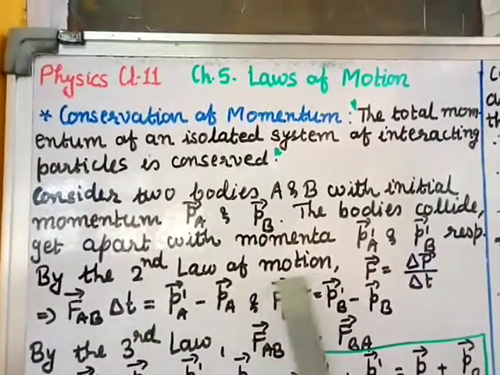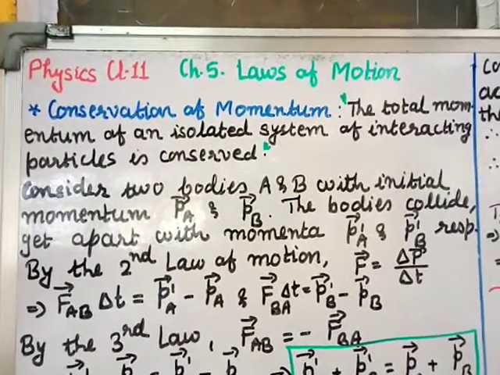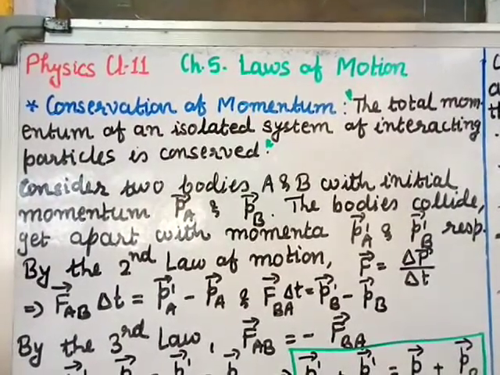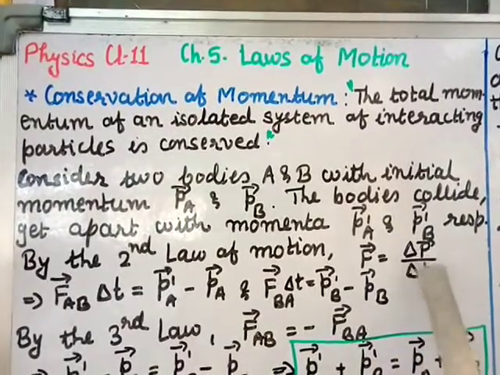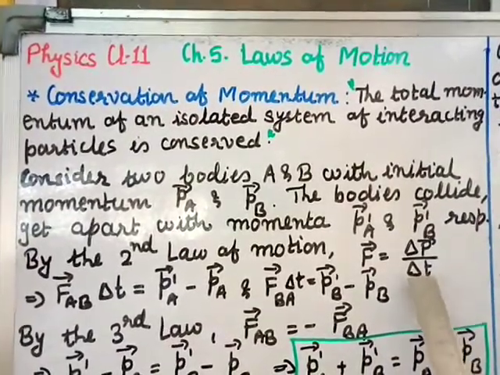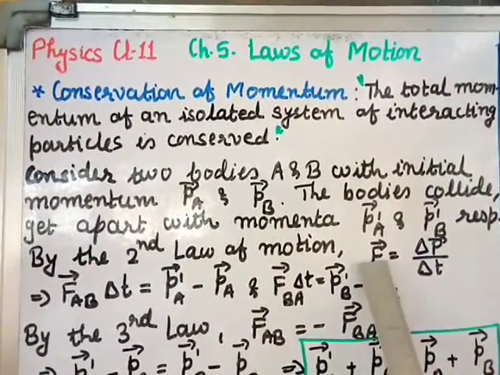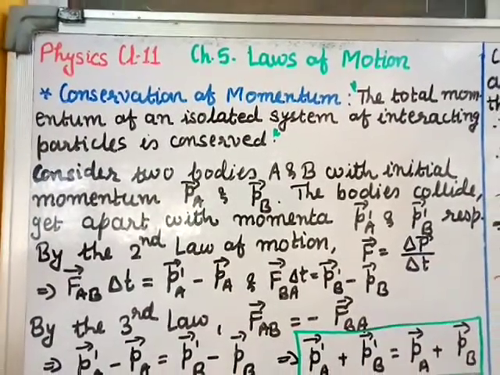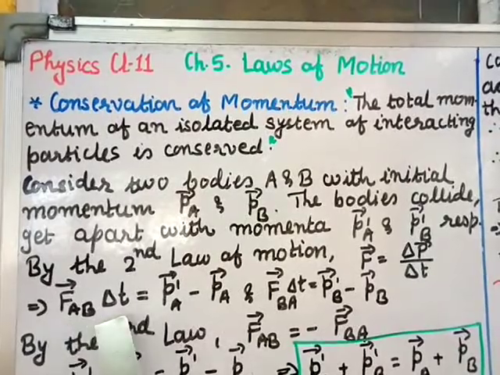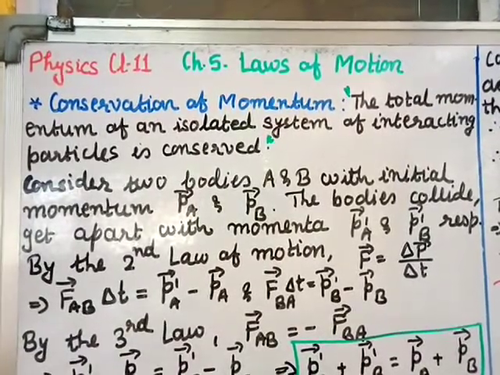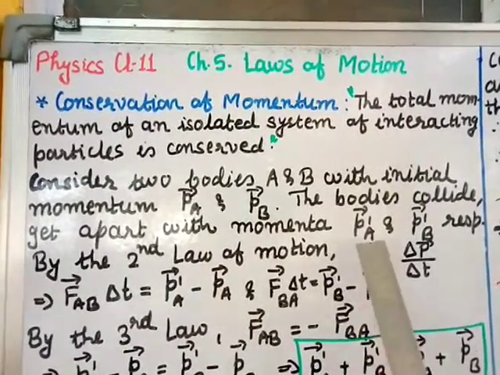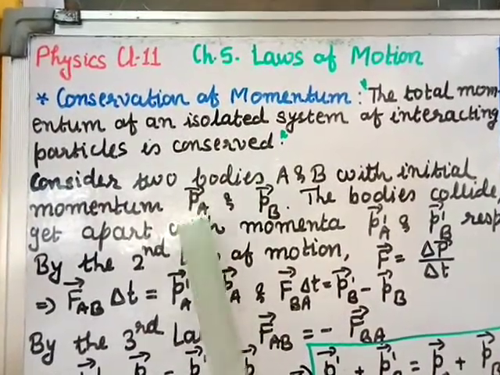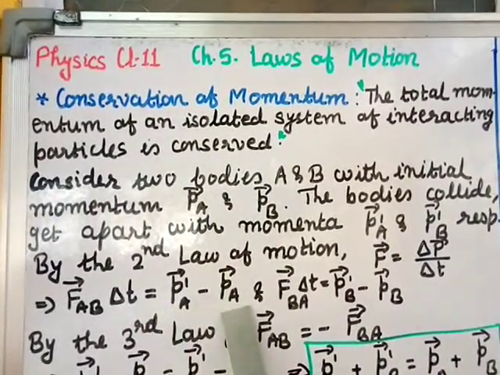By the second law of motion, applied force is proportional to the change in momentum. So F is equal to delta P by delta T. If you transfer delta T over here, you get F into delta T equal to delta P. Now let us apply this to our situation. FAB delta T is equal to the change in momentum of particle A. The final momentum of particle A is P dash A minus the initial, that is PA.